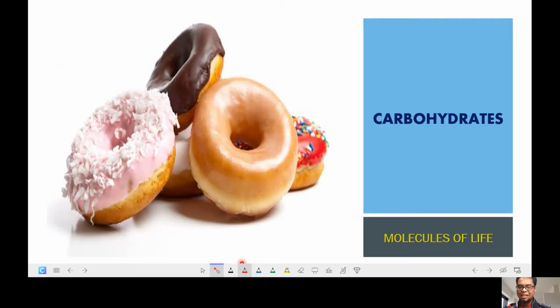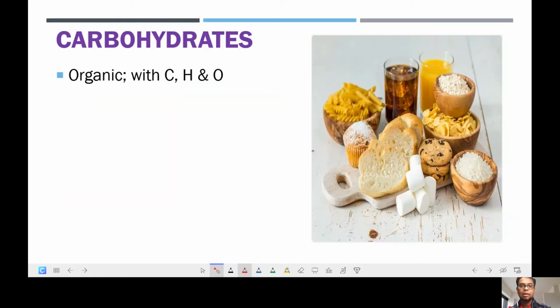Hi semua. In this lesson, I will talk about carbohydrates, one of the molecules of life that we have to know. Firstly, what are carbohydrates? Carbohydrates are actually organic molecules, meaning that they contain carbon atoms, hydrogen, and also oxygen.